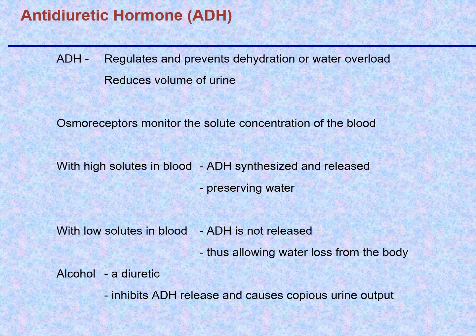Similarly, and vice versa, with low solute concentrations, ADH is not released, and therefore more water is lost and the solute concentration rises back into the normal range. An important effect of an external stimulant is the effect of alcohol. Alcohol is commonly consumed. Alcohol has a diuretic effect. It causes a loss of water, and the reason it does is because it inhibits antidiuretic hormone release and causes, therefore, a large increase in the volume of urine output.